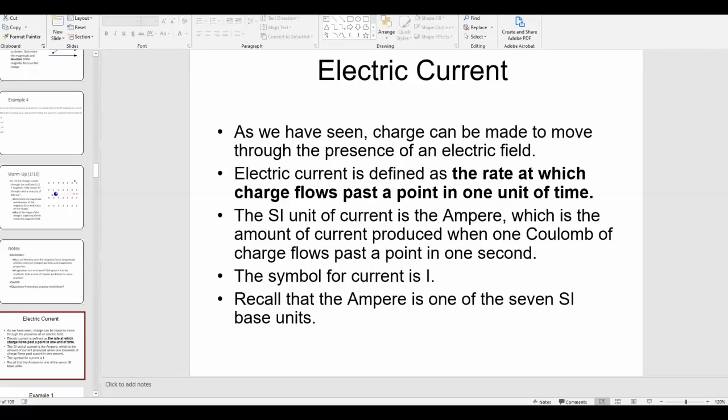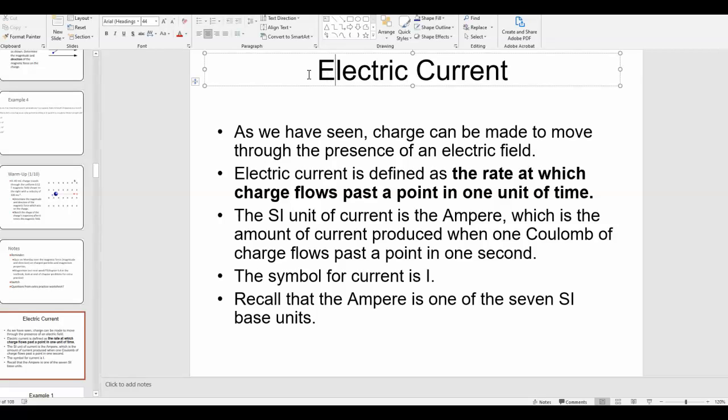Okay, so first in this video we're going to talk about something we've not talked about yet, and that is the concept of electric current. And current is going to be a major focus in the circuits unit, which we will do next semester. But for now, we will just briefly talk about the definition of current.